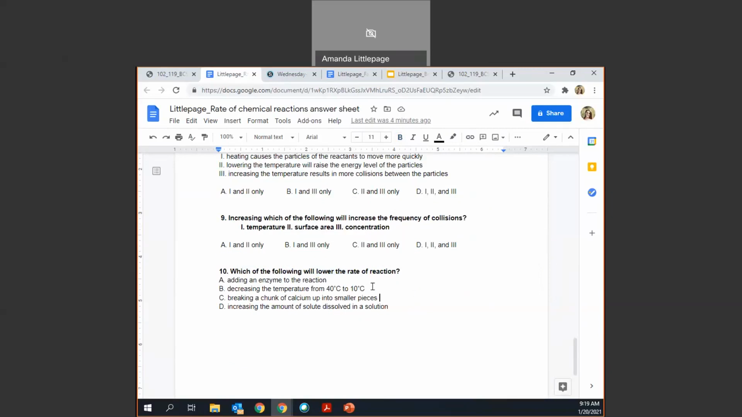Decreasing the temperature. Well, that's definitely going to do it, but just to make sure we're clear, let's check the other remarks. C, breaking a chunk of calcium into smaller pieces. Well, if you break it up, you're increasing surface area, which means it'll dissolve faster. So C will actually happen faster. Letter D, increase the amount of solute dissolved in a solution. Well, that relates to concentration. So if you're going to increase the amount, it's going to dissolve faster. So the best response and correct response for this would be letter B.